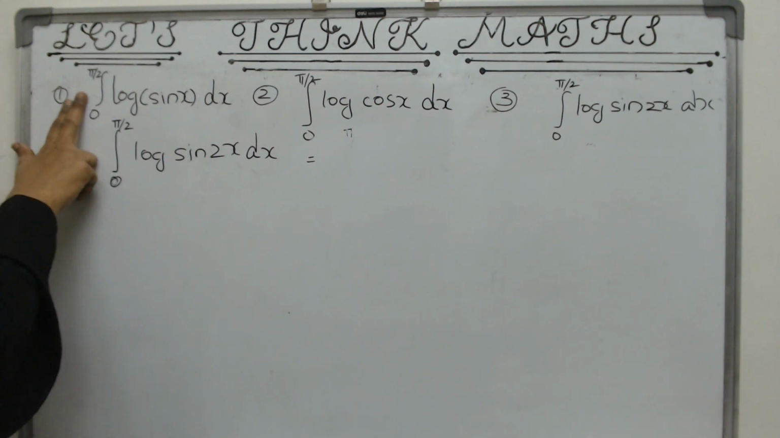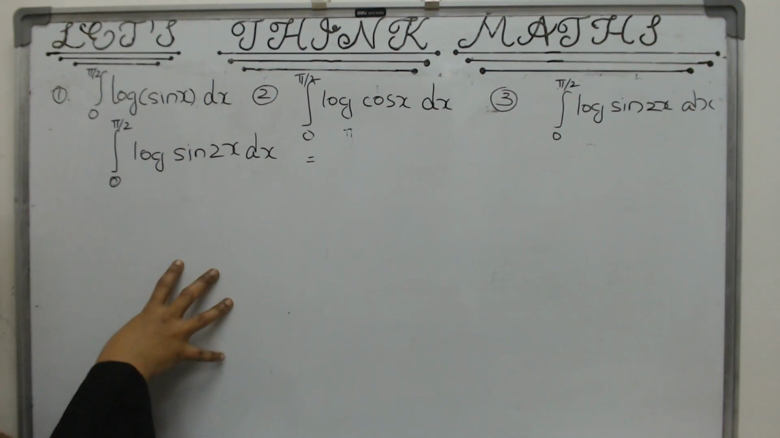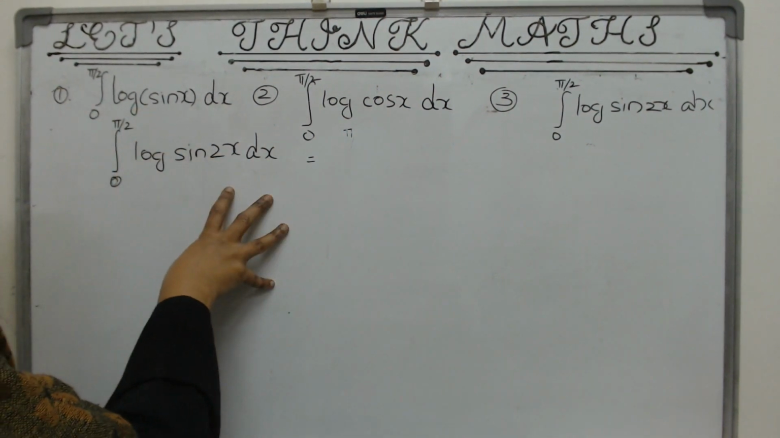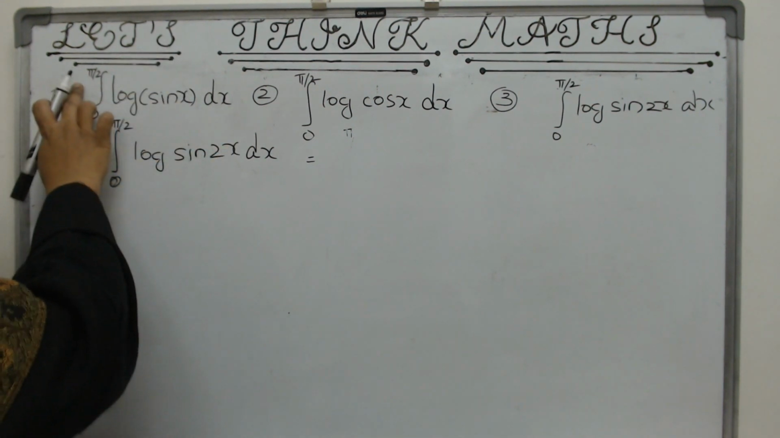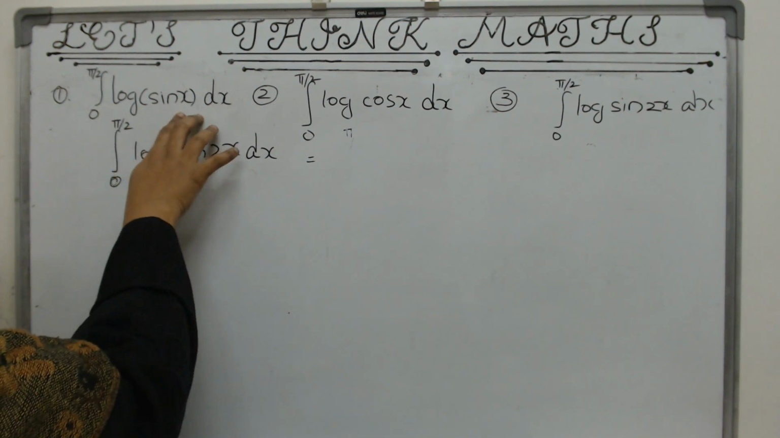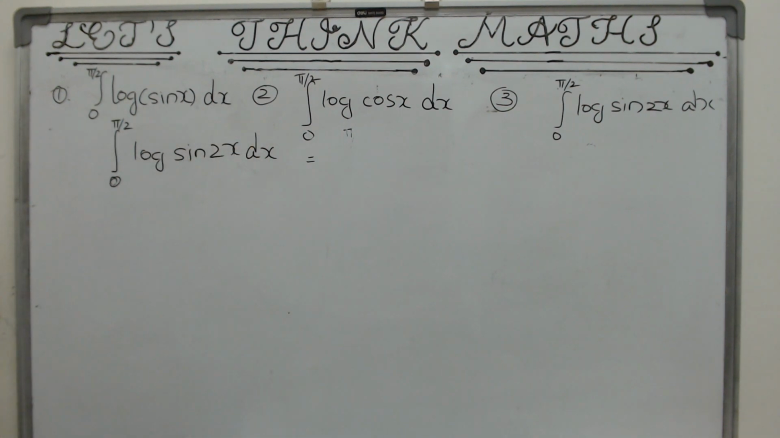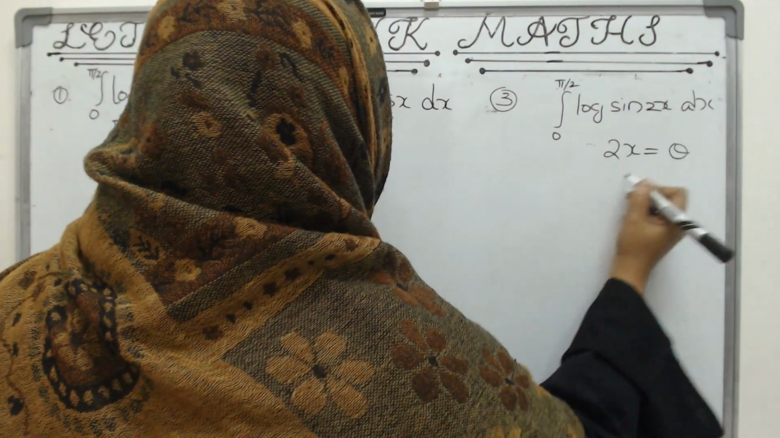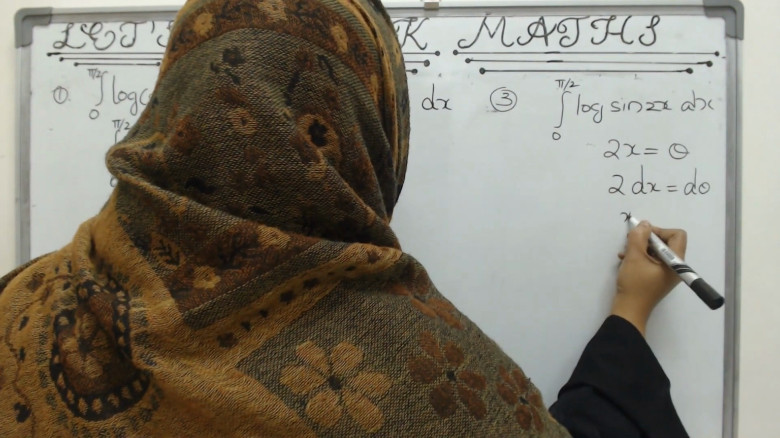Now look at these 2. You remember what we started with? The first ever property. Do you remember that? Same limits, same function, then they are equal. So we will try to do that. We already have got the limit same. We will try to make the function same. This is log sin x, but this is log sin 2x. What if we take this 2x to be theta? Then what will happen? Suppose you take 2x is equal to theta, then 2 into dx is equal to d theta.